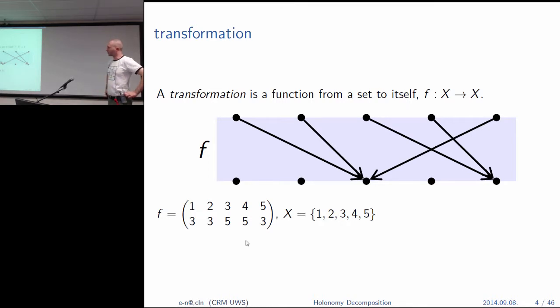There's a very nice diagrammatic representation: I take two copies of the set X represented by dots, and I denote by an arrow that point 1 goes to point 3. You can see this is transformation f, and you can see the formal representation with the two-line notation of this transformation. I will call this set X the state set, and I will repeat this often.